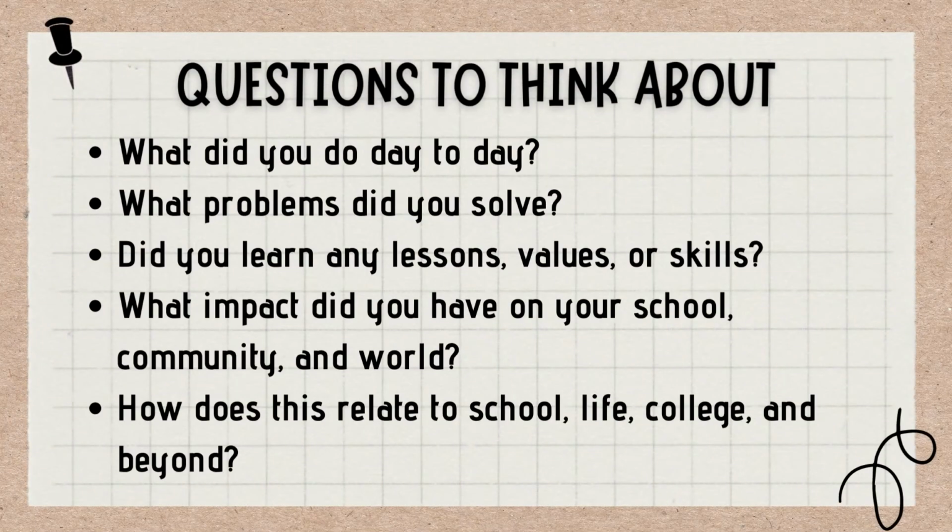So finally, some questions to think about when you're drafting your activities section. Hopefully these are helpful when you are trying to think about, okay, how can I write a description in 150, 160 characters? It is not a lot of space, so try to focus on the main points here. So some questions you could think about: what did you do on the day-to-day basis? What problems did you solve? Did you learn any lessons, values, or skills? What impact did you have on your school, community, or world? How does this relate to school, life, college, and beyond?